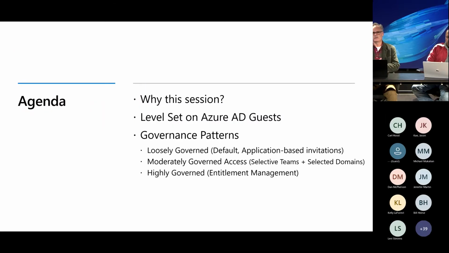Today, what we're going to look at on the agenda, first, is why are we doing this session? What are customers trying to achieve? Why have they come to us to discuss this? And then before we get into the details, we want to level set around the Azure AD guests, because there are a few options and they can be used in different ways. Then there are three key governance patterns that we're going to get into. We're going to spend most of the time on the bottom two, but we will cover the first one, out of the box, as well.